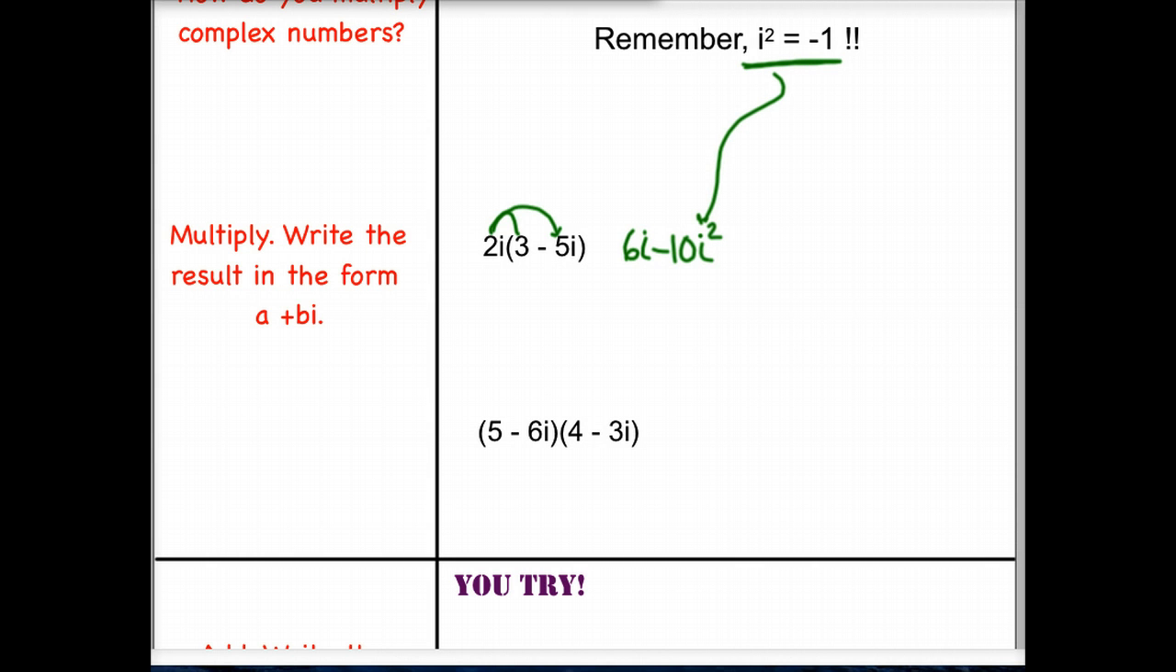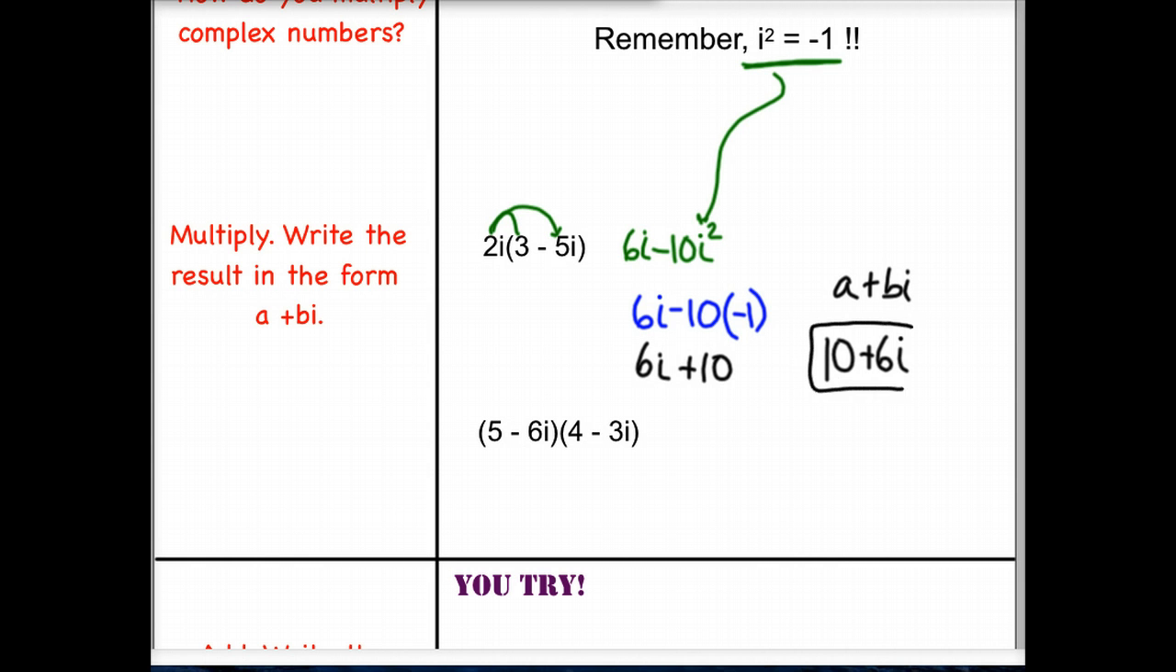So really what we have is 6i minus 10 times negative 1. So if we simplify that, we have 6i plus 10. And if you want, you can write it in the form a plus bi, which would, you just flip-flop those around, so it'd be 10 plus 6i. So let's try one more. The next one looks like we're going to FOIL.